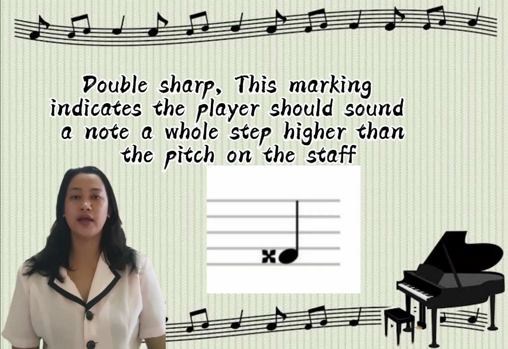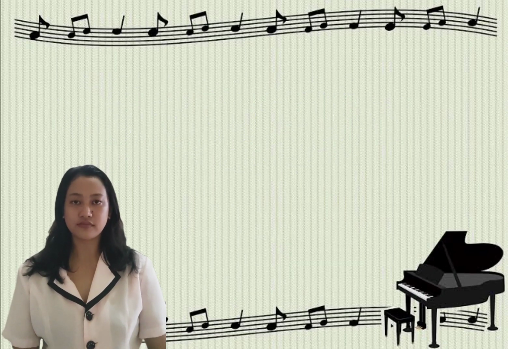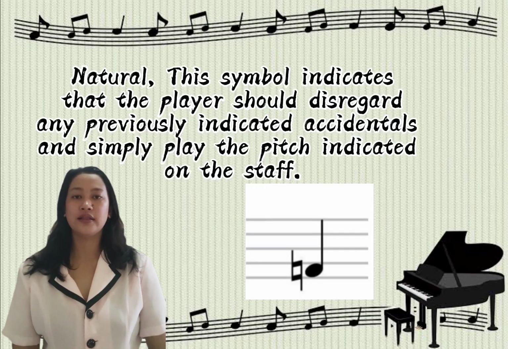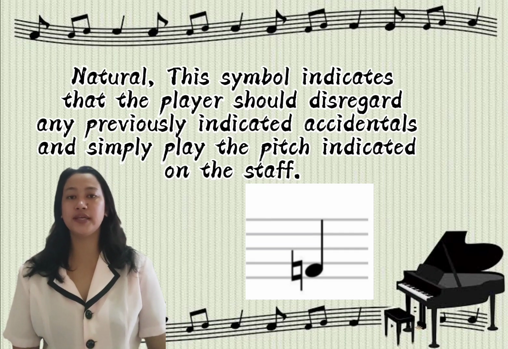The double sharp. This marking indicates the player should sound a note a whole step higher than the pitch on the staff. Next is double flat. This marking indicates the player should sound a note a whole step lower than the pitch on the staff. Natural. This symbol indicates that the player should disregard any previously indicated accidentals and simply play the pitch indicated on the song.